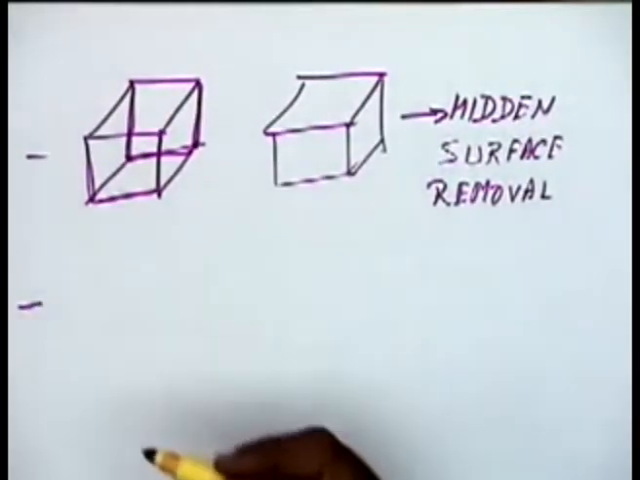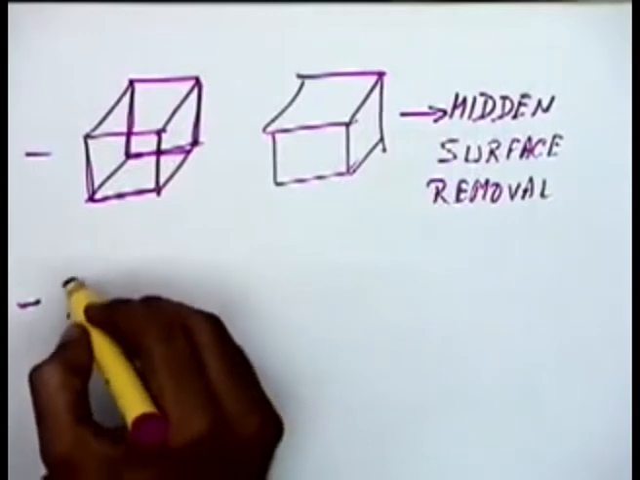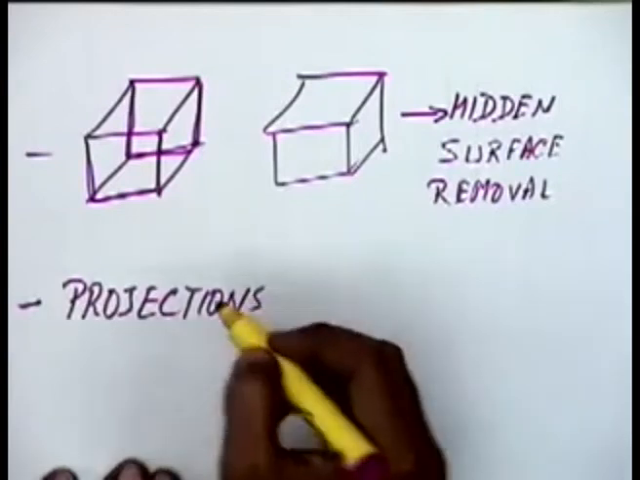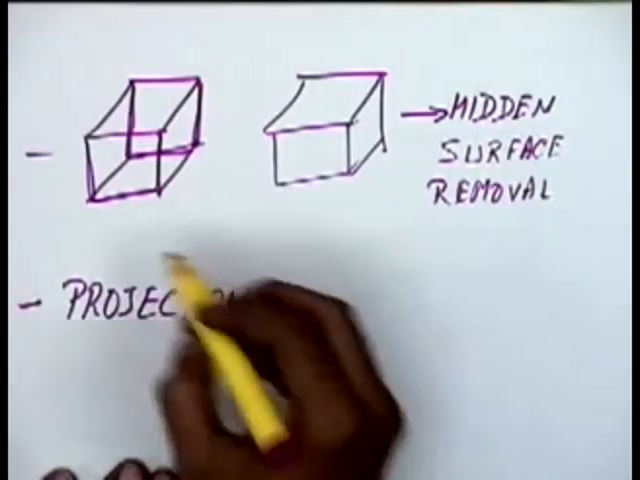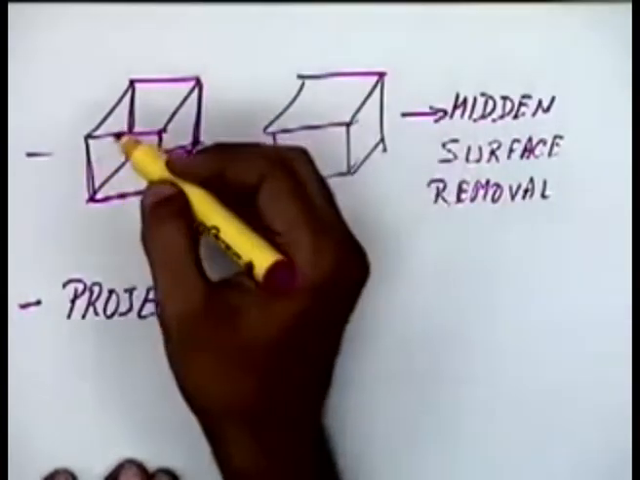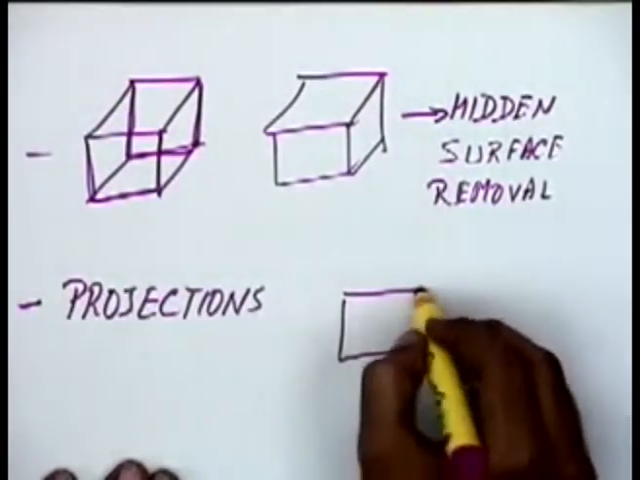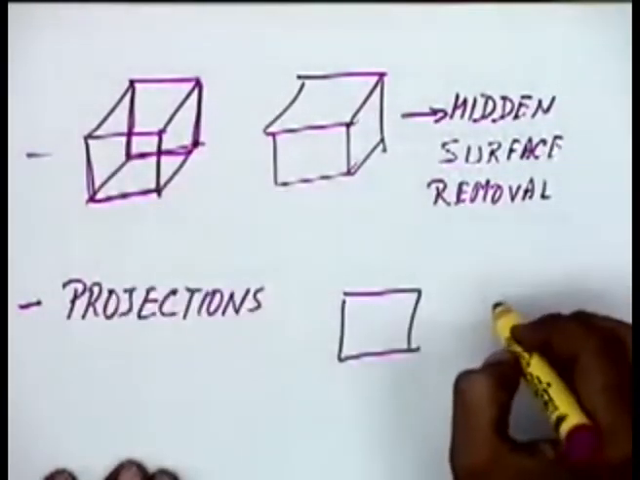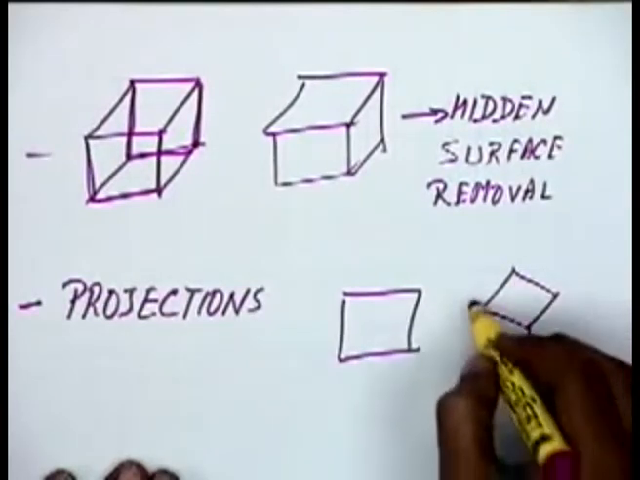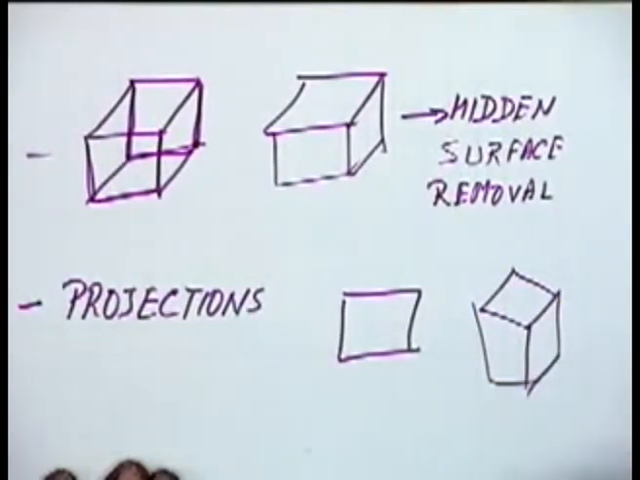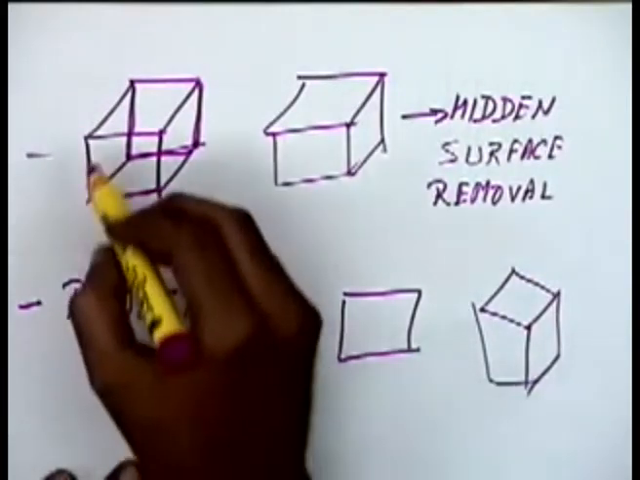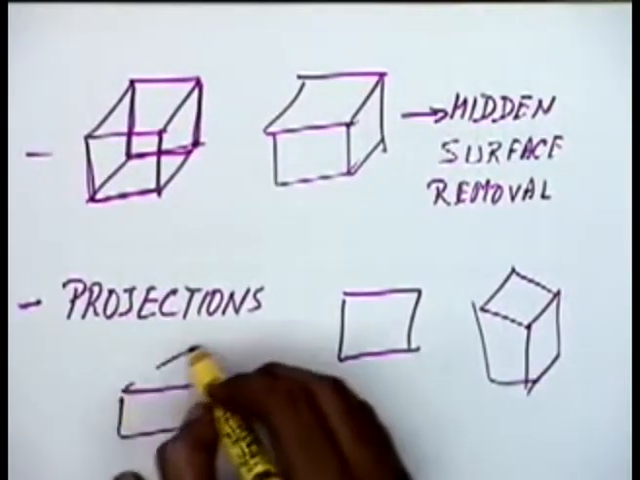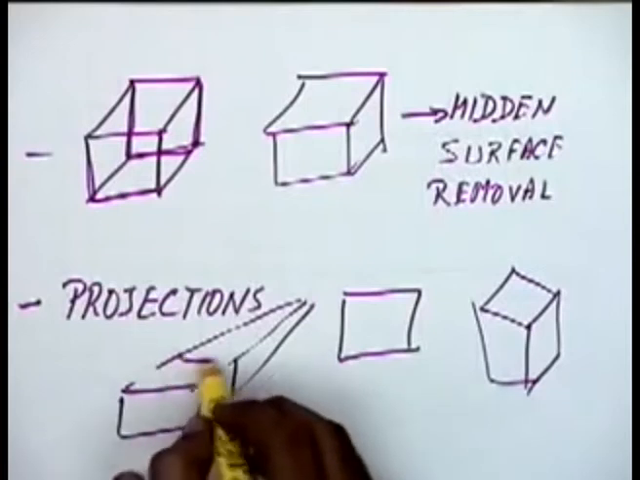Then when we are talking of display, we will also like to talk of projections. If I take an orthographic view or a front view, simple front view of this object, I will get a rectangle. If I take an isometric view, I will get a view which would be something like this. Okay. If I take maybe perspective view, I will get a view which would be something like this.